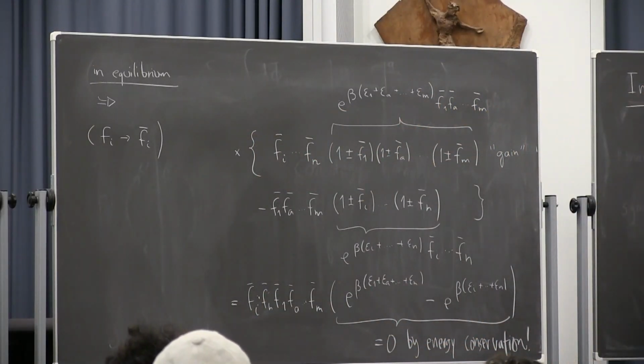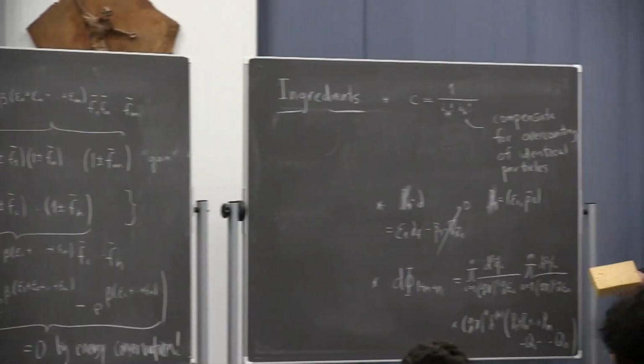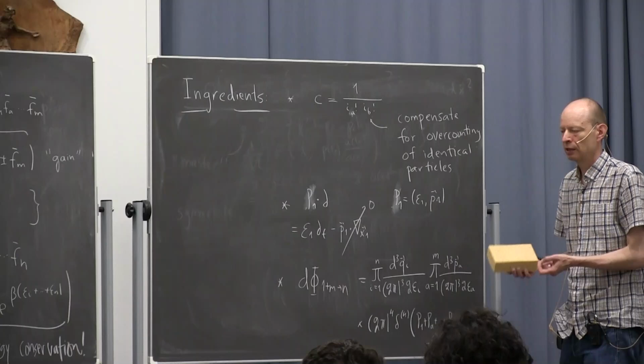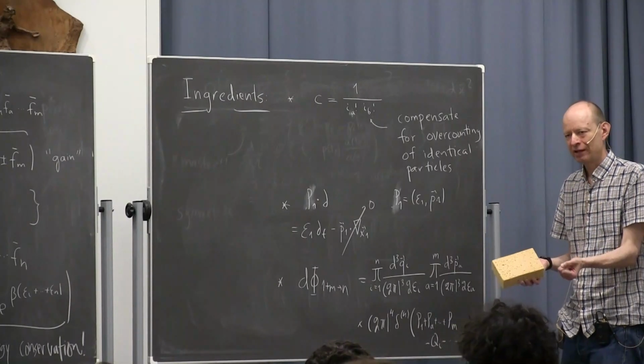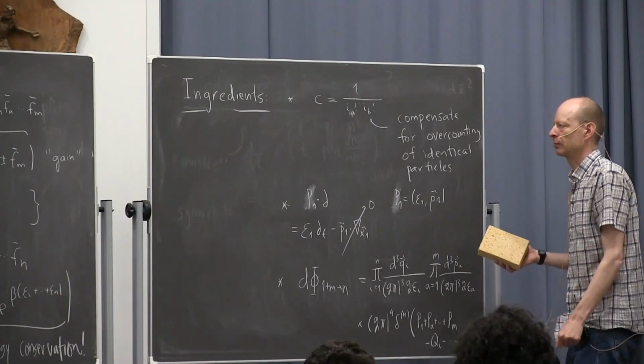So now we have established very generally that without knowing anything about the matrix element squared or what the particles precisely are or what kind of physics we are considering, if the system is in equilibrium, there are many processes taking place, but they exactly cancel each other, and that physics is correctly incorporated in the Boltzmann equation.